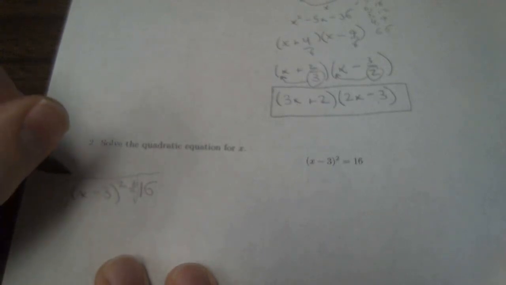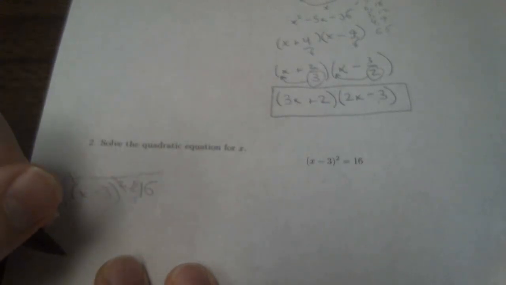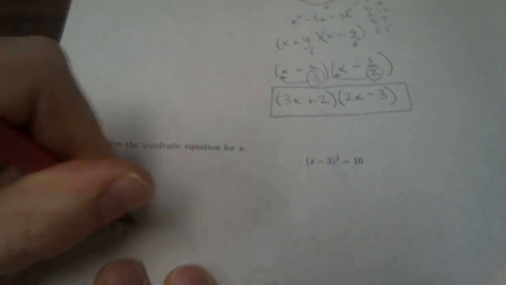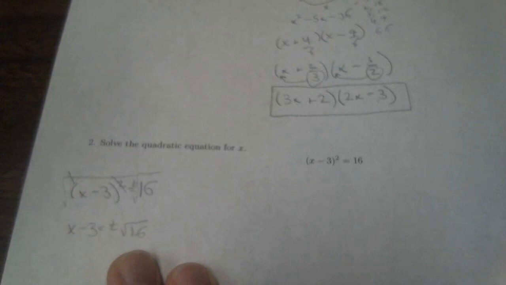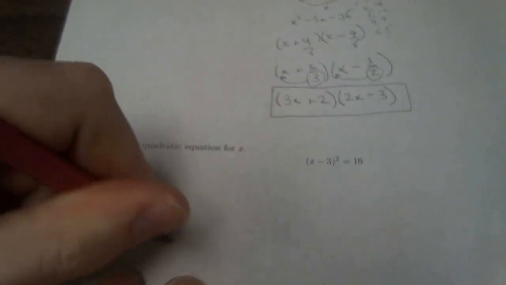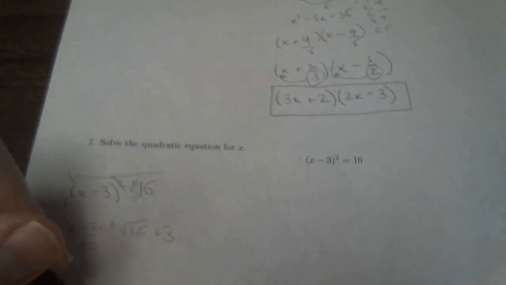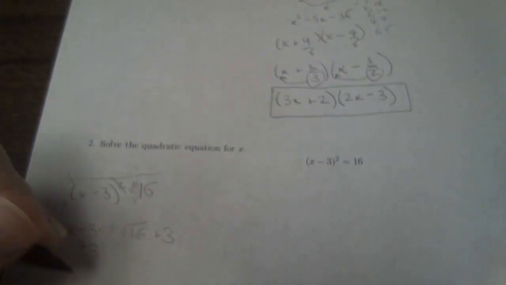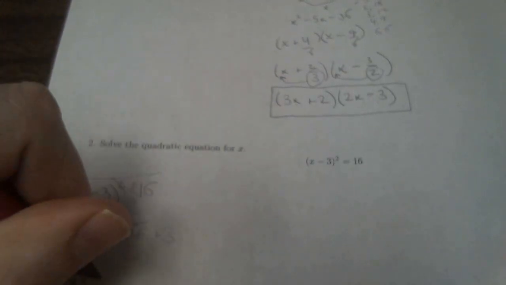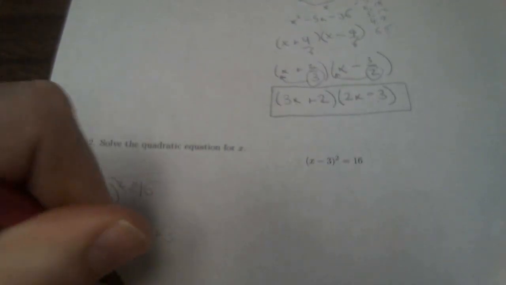So here, when we take the square root of something squared, the squared and the square roots are going to cancel out. So we're going to have x minus 3 here. And then we have plus or minus square root of 16. So then we can get an x by itself by adding 3. All right, so the square root of 16 is going to be 4.